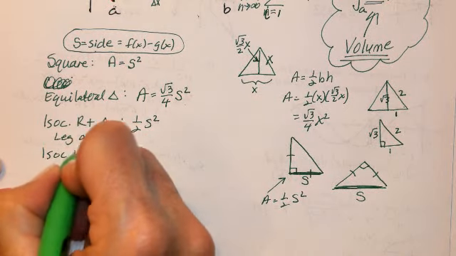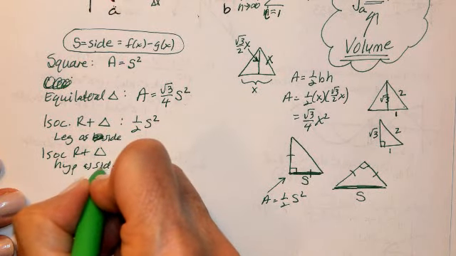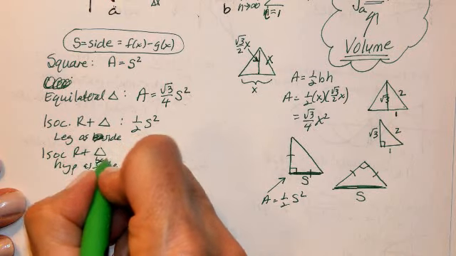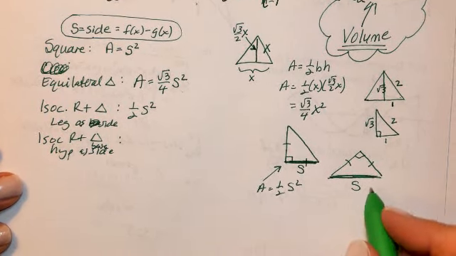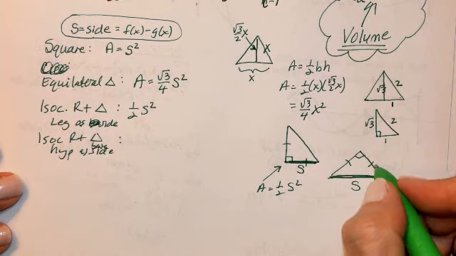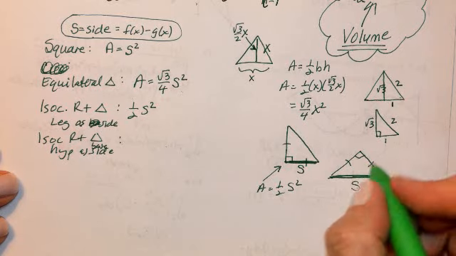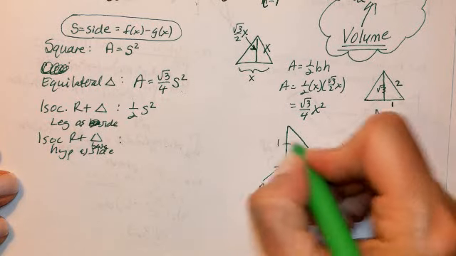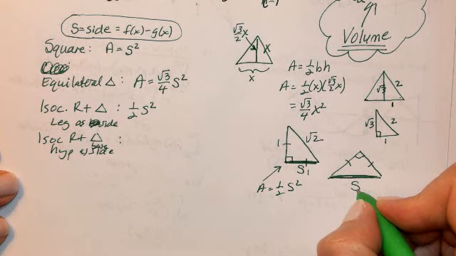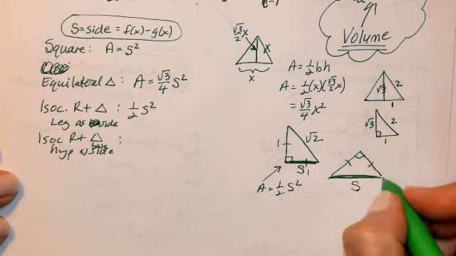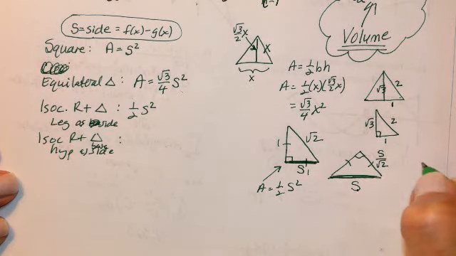And then the other version would be the isosceles right triangle with the hypotenuse as the base side. So for that one, what would that be? What's the ratio of the sides in an isosceles right triangle? So the ratio is 1 to square root of 2, right? So if this is S, then what would this be? That would be S divided by square root of 2, right?